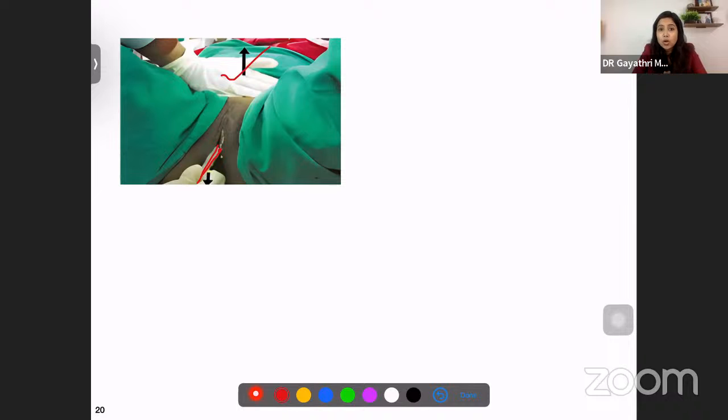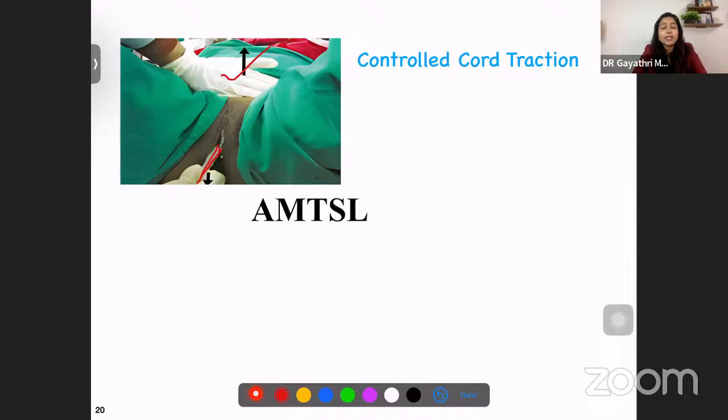So in controlled cord traction, we very gently pull the cord. There should not be any undue traction. And along with that, there is another hand which is kept in the suprapubic region, so that the uterus does not invert and come out. This is known as controlled cord traction. And this controlled cord traction is a very important step in the active management of the third stage of labor.